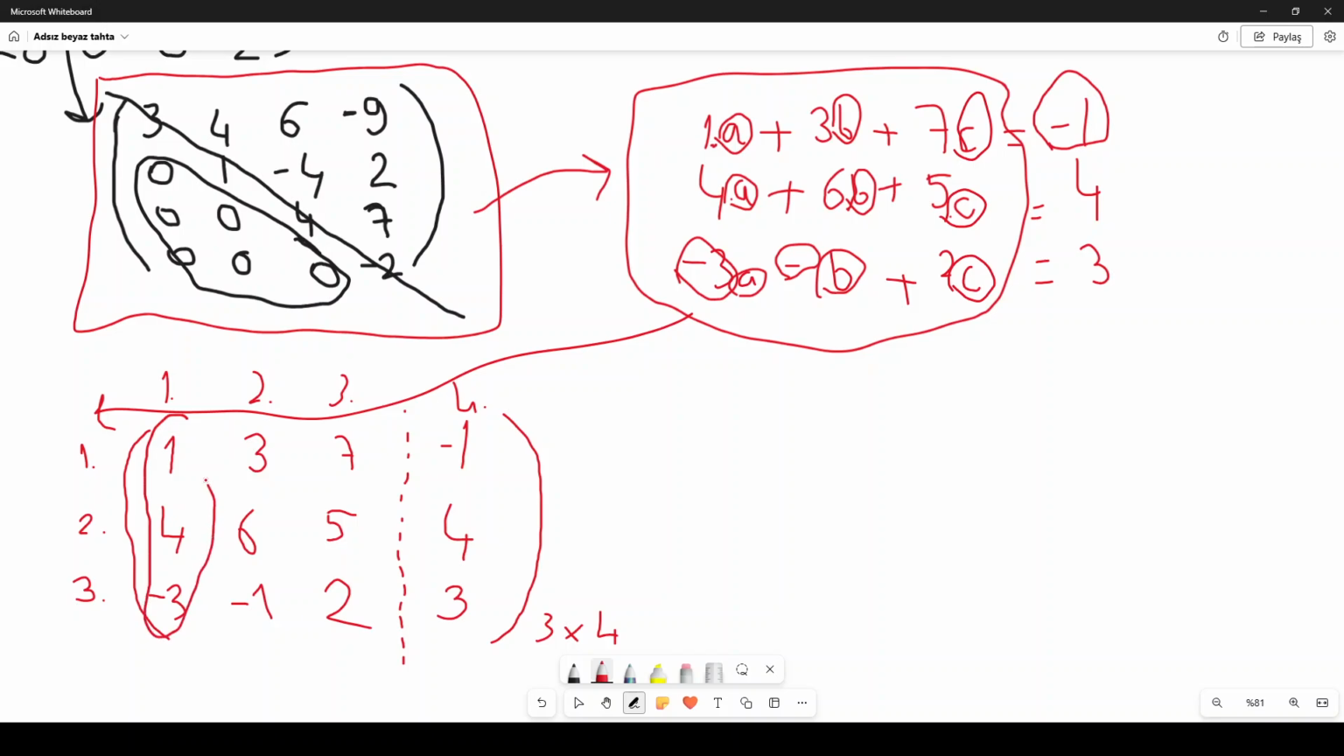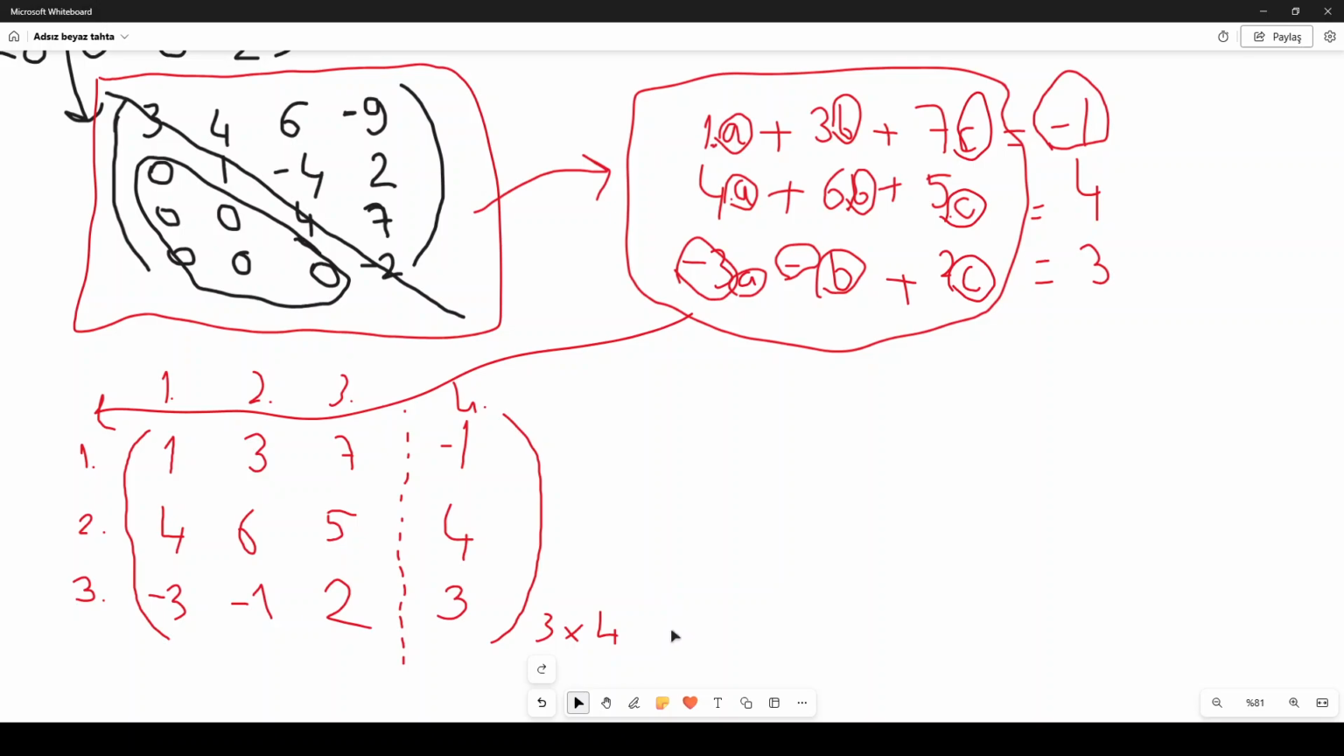This is the first column, and this is the second column, and this is the first row. Okay, we have a 3 by 4 system, which means we have 3 equations and 3 unknown variables. We don't count the right hand side values. The fourth column represents the values on the right hand side of the equalities of the equations.